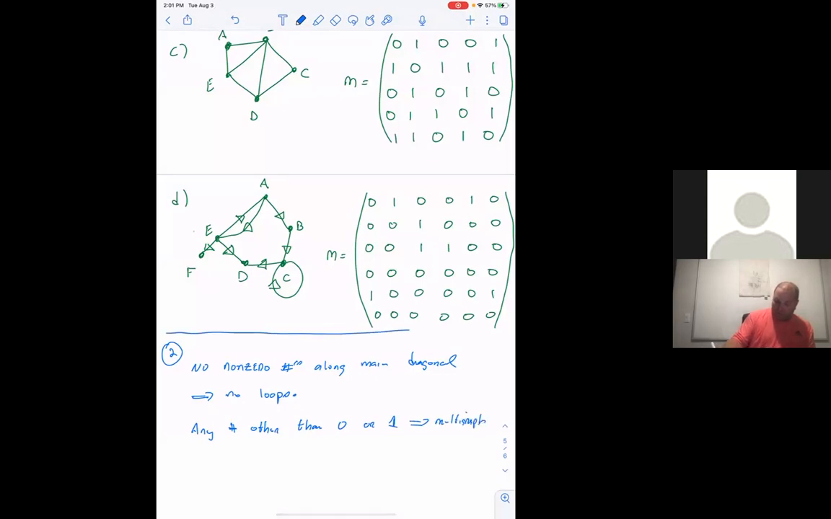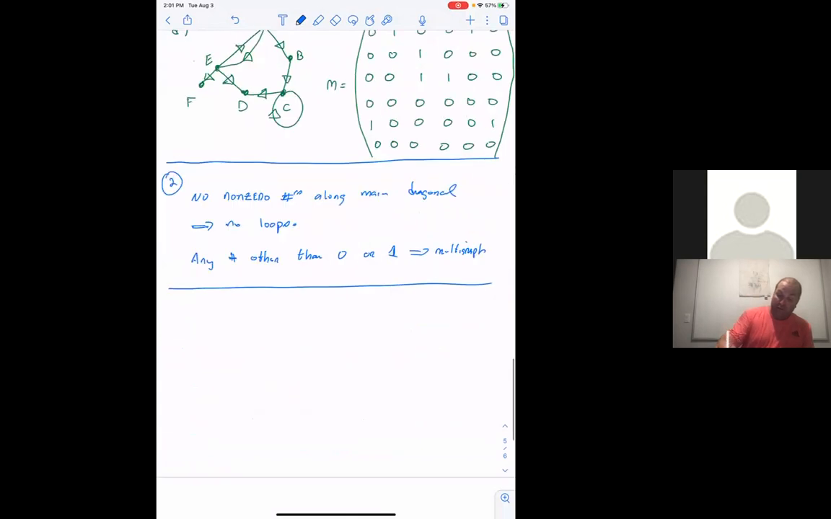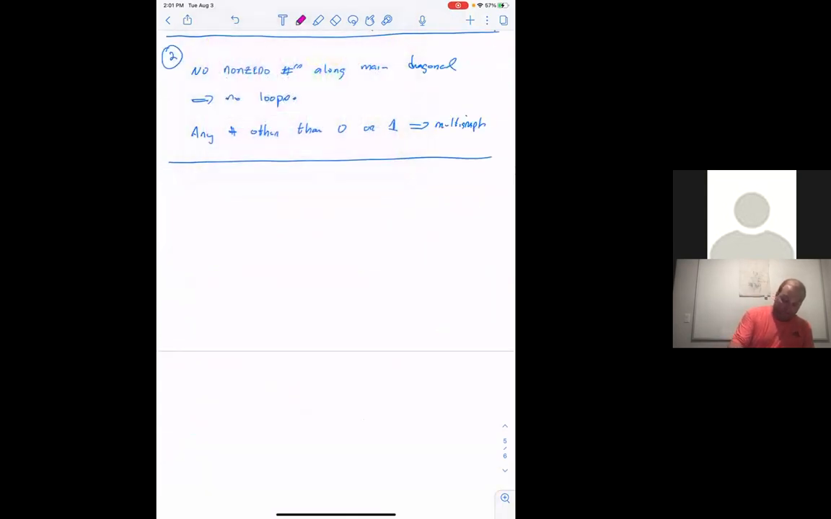So the answer to the question is you can't have anything other than 0s and 1s, and you have to have 0s along the main diagonal. Both of those would indicate that we have a simple graph.